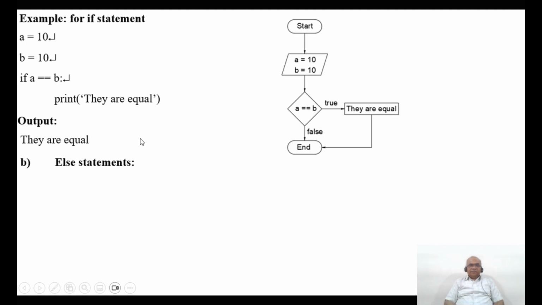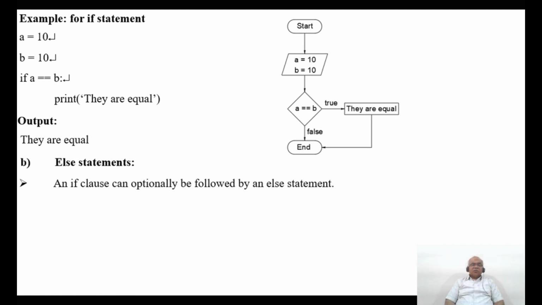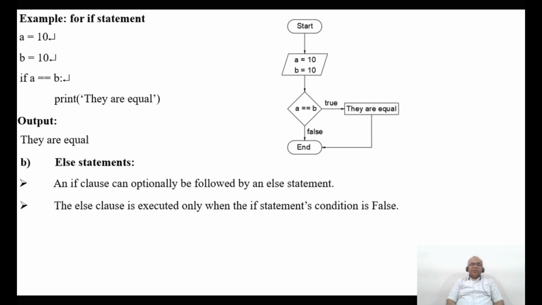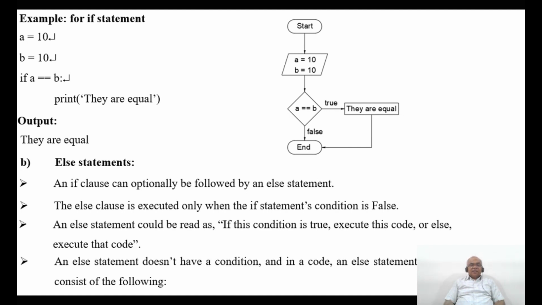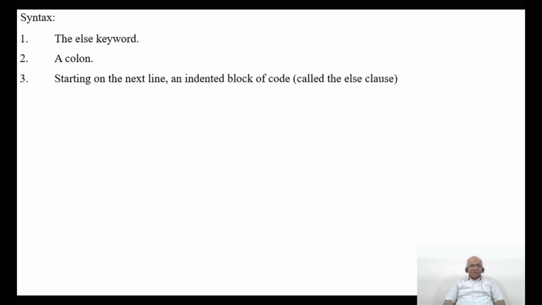So what about the else statement? An if clause can optionally be followed by an else statement. The else clause is executed only when the if statement condition becomes false. The else statement could be read as: if the condition is true, execute this code, or else execute that code. An else statement doesn't have a condition. What is the syntax? The else keyword, a colon, and starting on the next line an indented block of code, which is called the else clause.